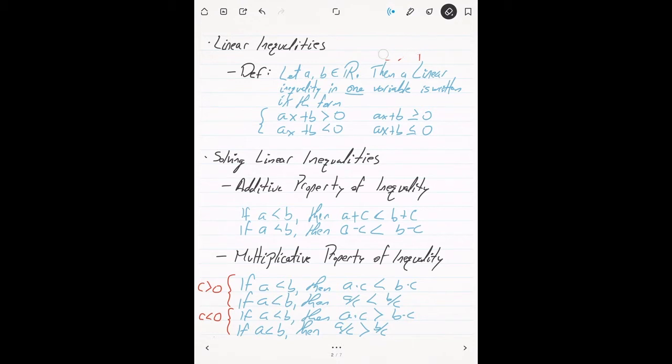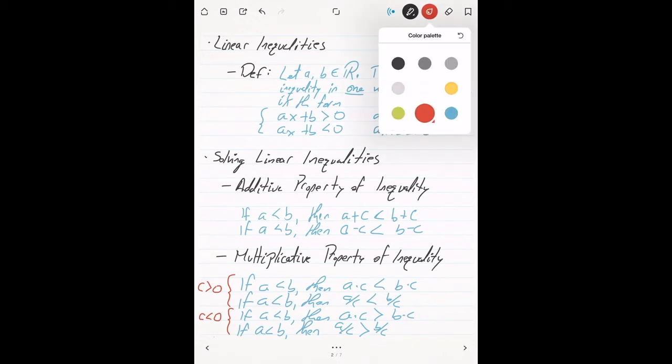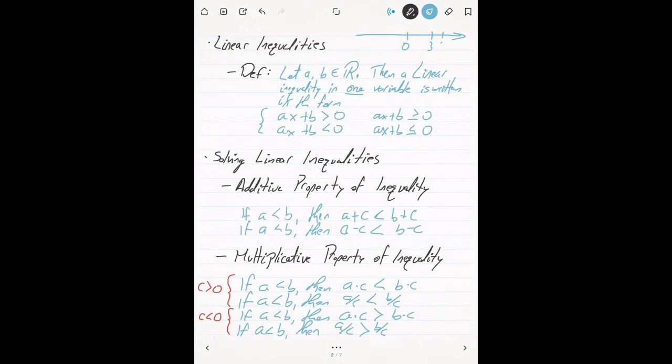It's helpful to see this on a number line. So let me draw a quick little number line here. Let's say here's 0, here's 3, and here's 4. Here's -3, here's -4. The trouble is what we consider greater numbers.